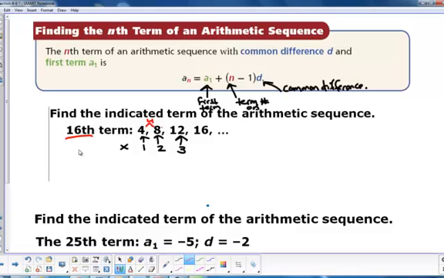4 plus 4 is 8. 8 plus 4 is 12. 12 plus 4 is 16. So let's write our formula. The 16th term, a sub 16, is the first term plus the 16th term minus 1 times the common difference. So, 15 times 4 is 60, and 60 plus 4 is 64.